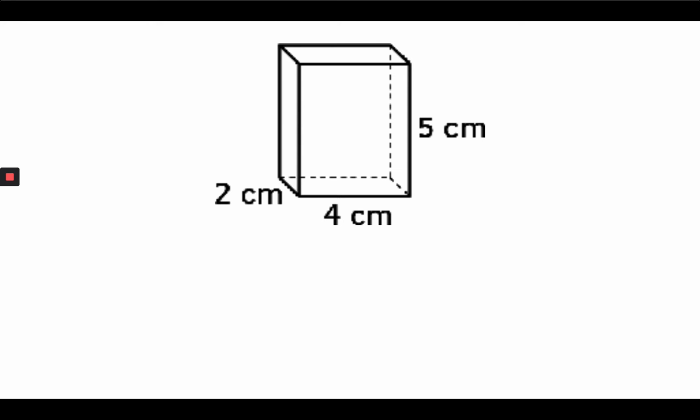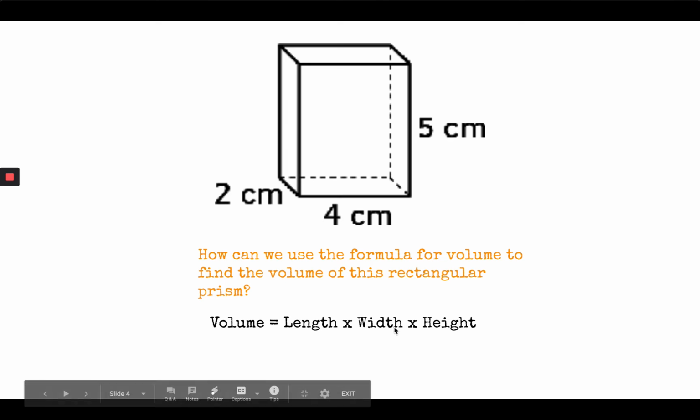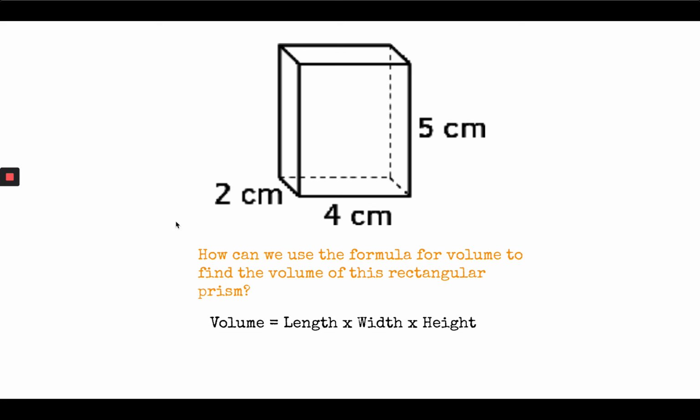So let's take a look at this prism, okay? We want to figure out what formula we can use to find the volume of this. And if I look closely, I see that I've got 2 centimeters, 4 centimeters, and 5 centimeters. So I know that I could use my formula length times width times height. Now remember, when you're finding volume, you're multiplying. It does not matter what order you multiply these numbers in because you're going to get the same answer. So you can do 2 times 4 times 5 or 5 times 2 times 4. Any which way you multiply these, you will get the same answer.